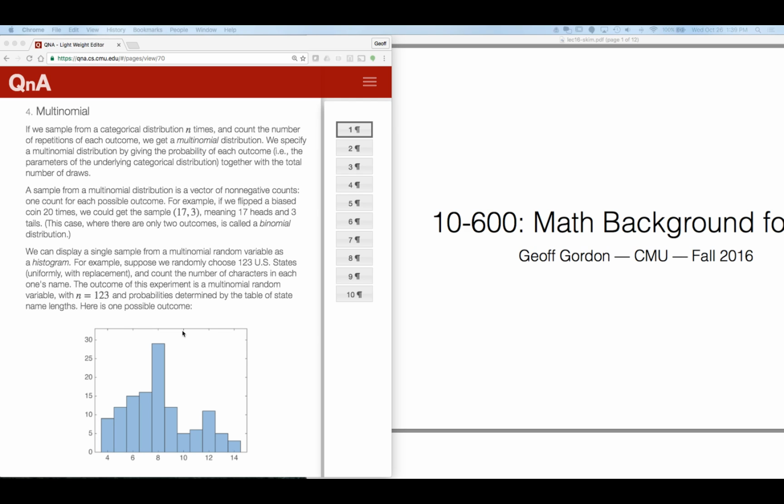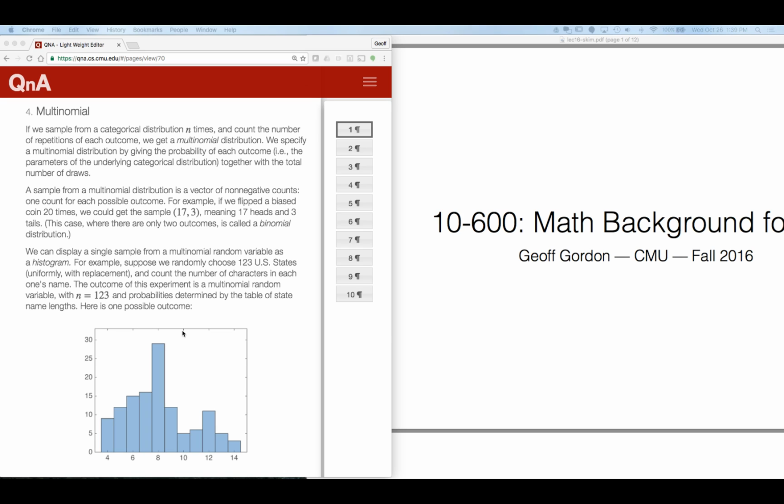And again, there's a special name for the case of only 2 outcomes. It's called a binomial distribution. So a Bernoulli turns into a binomial, a categorical turns into a multinomial. And you've probably seen people plot samples from a multinomial random variable before. Anytime you see a histogram, that's representing a sample from a multinomial random variable. It's dividing the world into bins and telling you how often each bin came up.